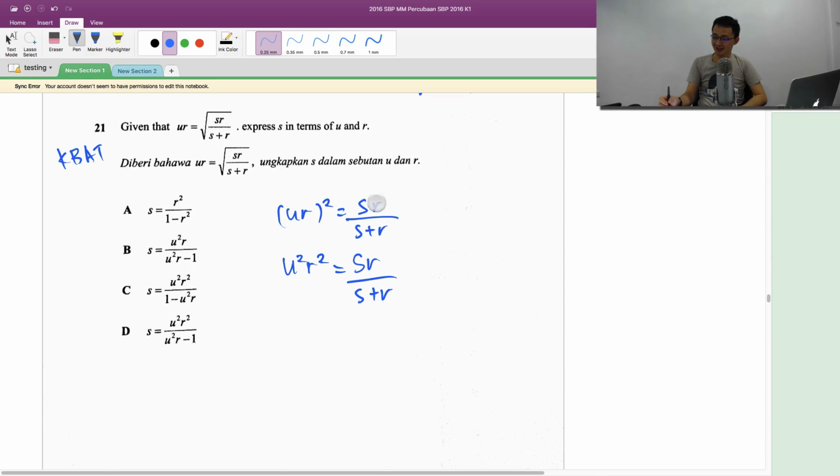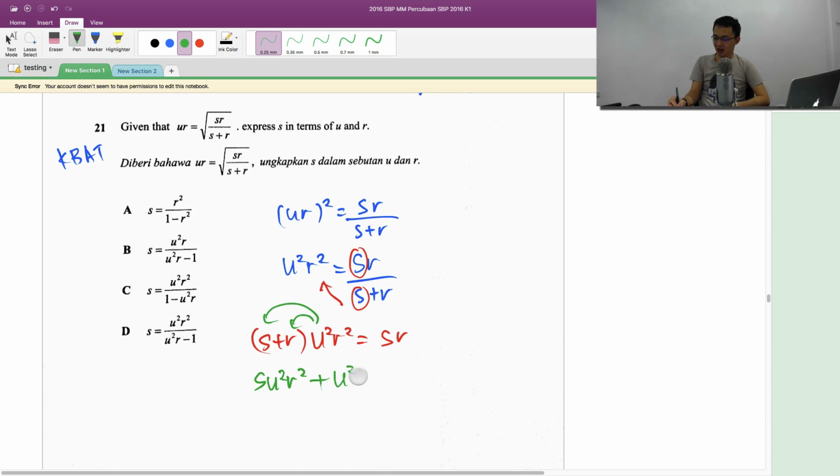Because I want to make S as a subject, now you have the problem because you have two S here. So I will need to actually join them together and factorize them. So I move the S to the other side. It becomes S plus R multiply U square R square equals to SR. So when I multiply into both here, I will actually get S U square R square plus U square R cube equals to SR.